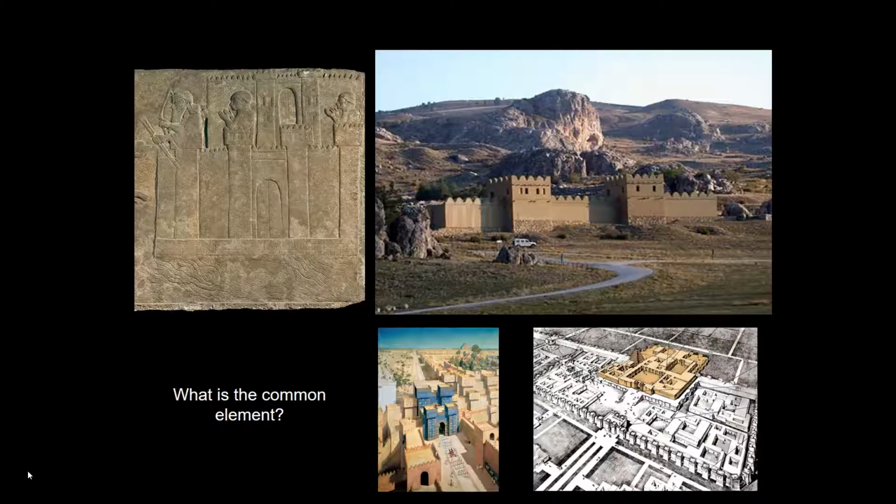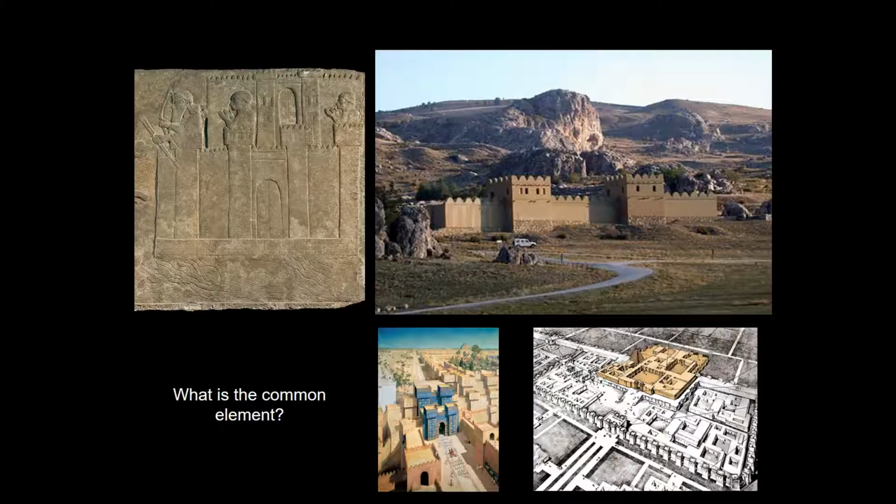That beige area represents a palace, and then the white structures around it, with a great fortification wall here, is from an Assyrian palace. So what is the common element here? It's these walls, these fortification walls.